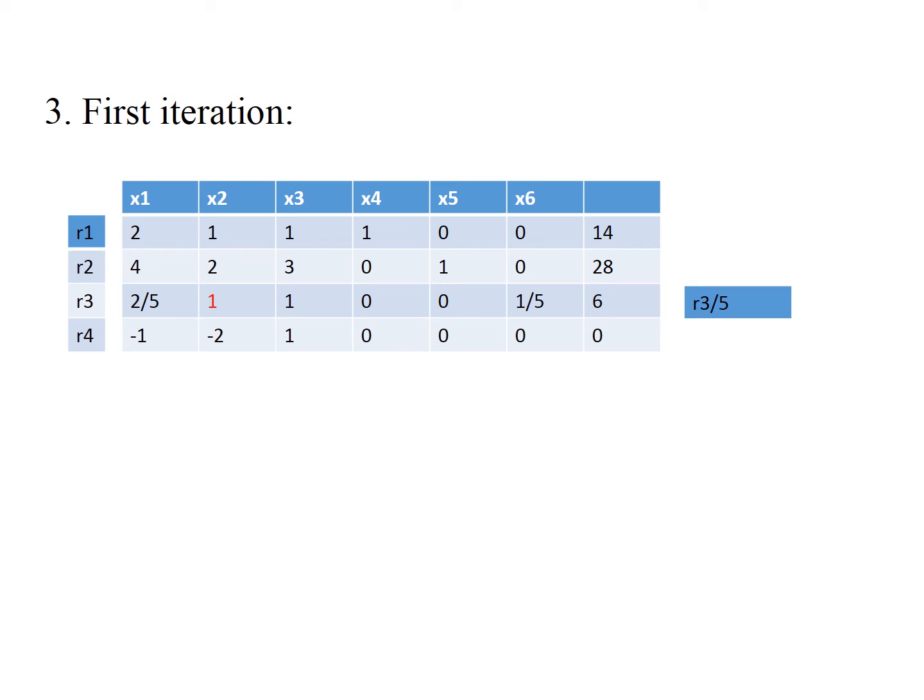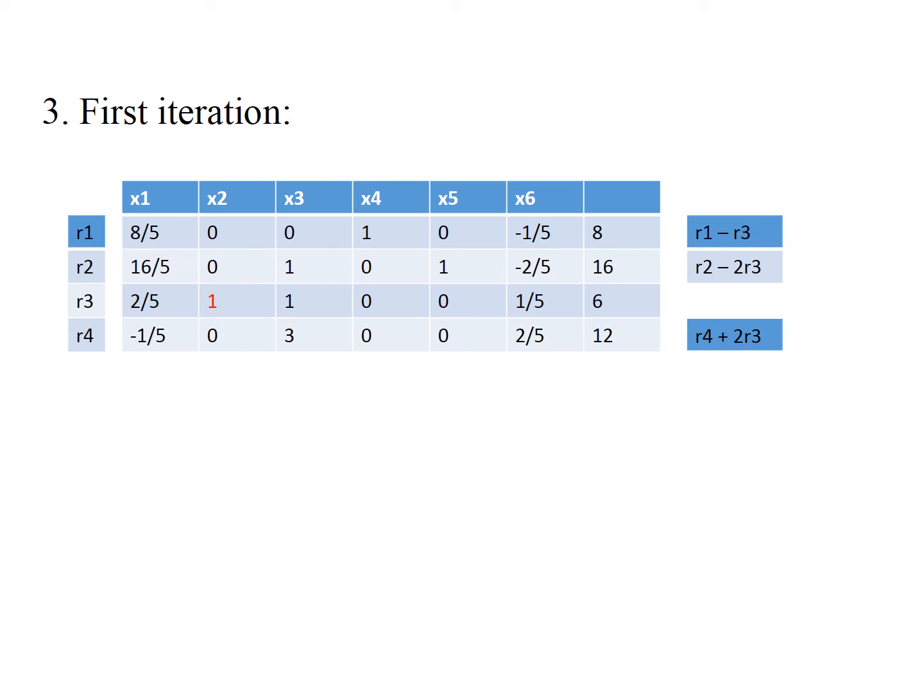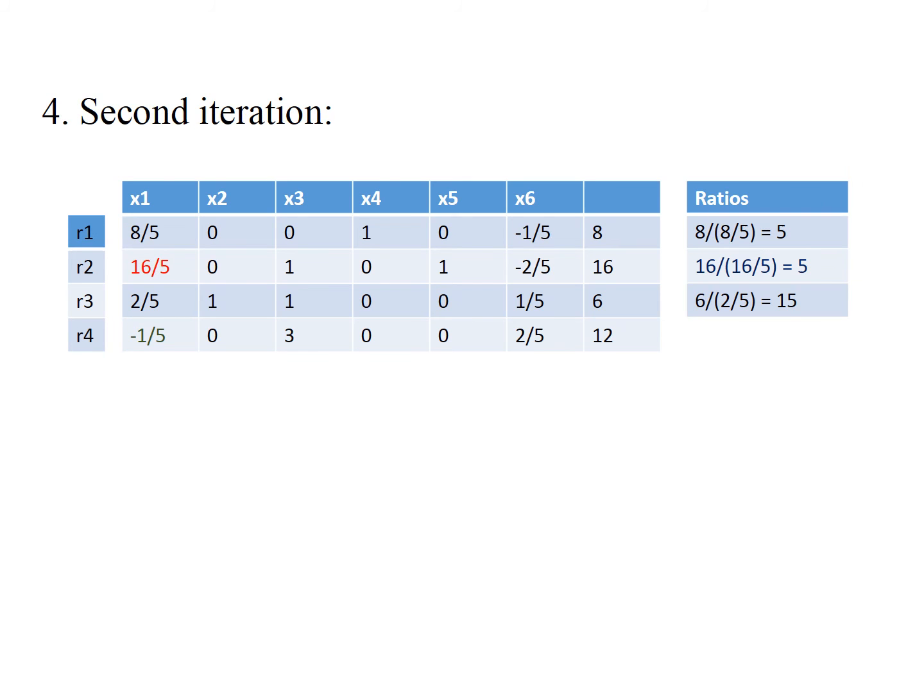The next step is to divide the entire pivot row by the pivot value. Then, for all other rows, you subtract or add a multiple of the pivot row, such that all the values in the pivot column are equal to 0. This completes the first iteration. For the second iteration, we do the same again, this time selecting 16 over 5 in the x1 column.